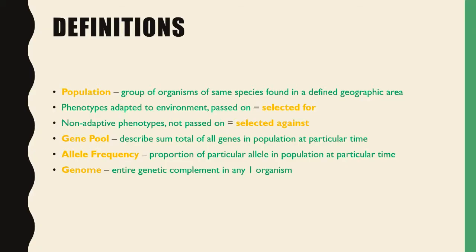So let's go on and talk about a couple of definitions. We already covered them in previous videos, but it's good to go over them once more because they do apply to Hardy-Weinberg. A population is a group of organisms of the same species found in a defined geographic area. Phenotypes that are adapted to the environment will be passed on to the offspring, and these are known as selected for. Non-adaptive phenotypes will not be passed on, and these are known as selected against. The gene pool describes the sum total of all the genes in a population at a particular time. The allele frequency is the proportion of a particular allele in a population at a particular time, and the genome is the entire genetic complement of any one organism.